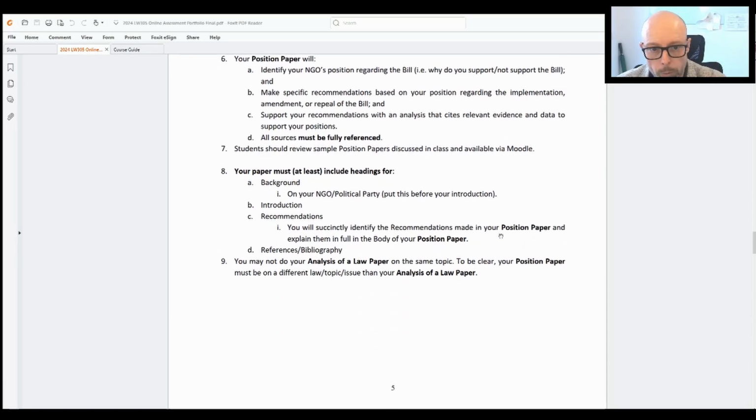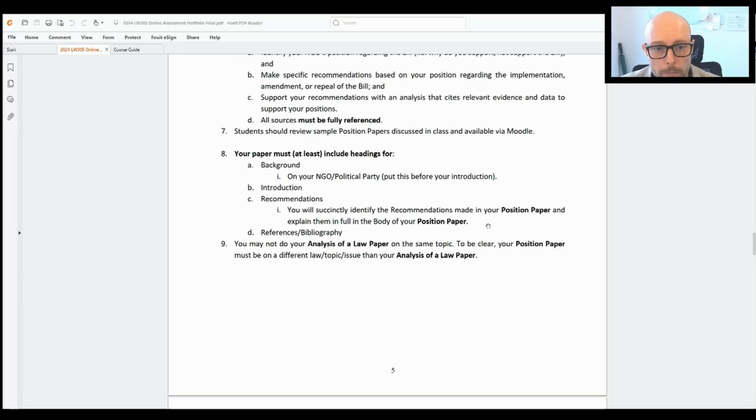You will need to include that background section. That must go before your introduction. You must have an introduction. Maybe the heading is just introduction. You should have a body to your paper, obviously. There's a recommended structure up on Moodle. Recommendations. You must have a recommendation section. And in my mind, that must come after your introduction. The background just tells us who you are.